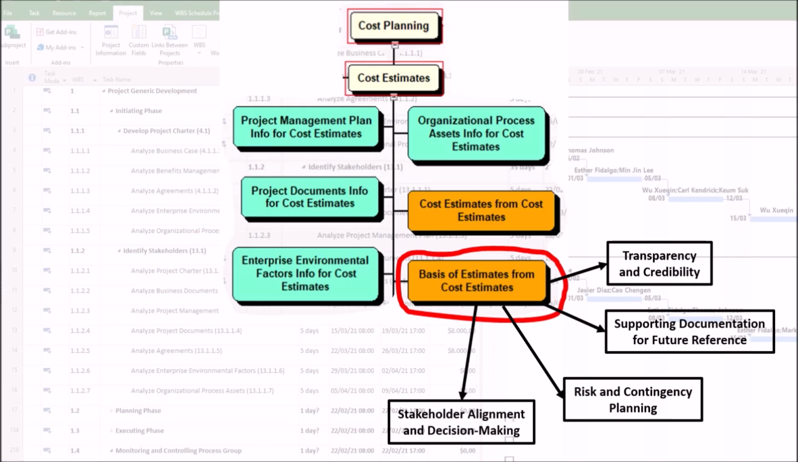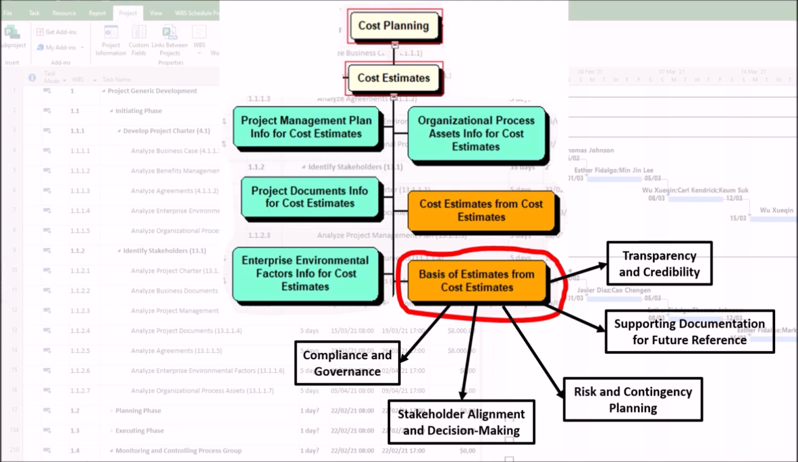4. Stakeholder alignment and decision-making. Stakeholders, such as sponsors, clients, and team members, rely on the basis of estimates to evaluate feasibility and make informed decisions about project funding and approvals. The basis of estimates helps prevent disputes by documenting why certain estimates were chosen.